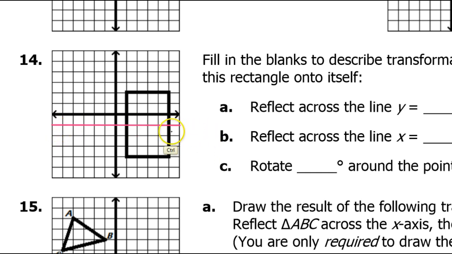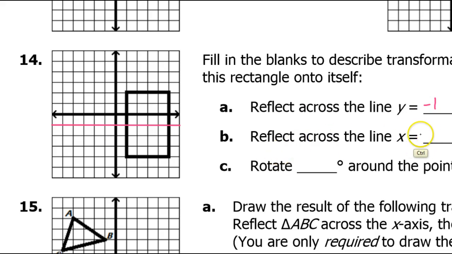Okay? Yeah, that's a line of symmetry. So a reflection over this line would map the rectangle onto itself. So this is the line y equals -1 because of the way it's down 1.